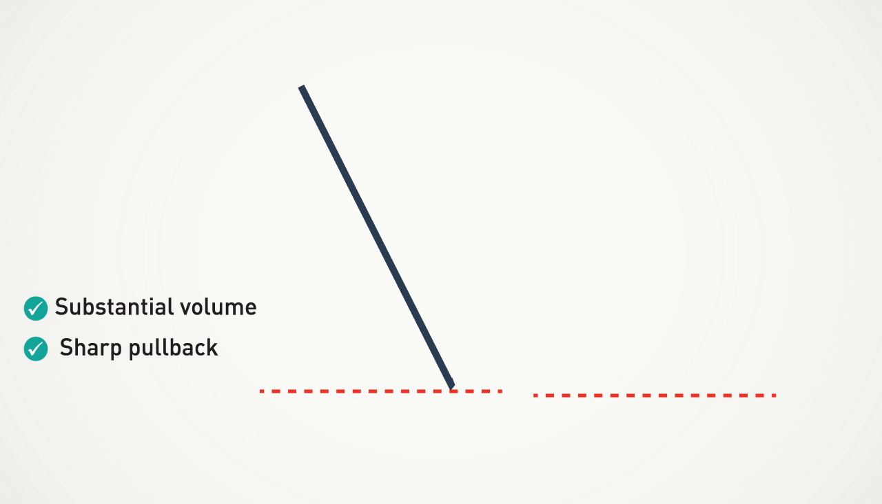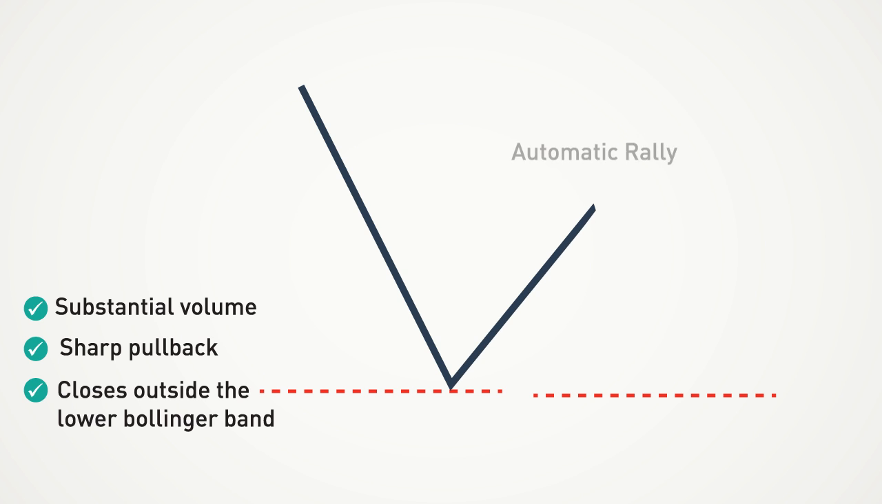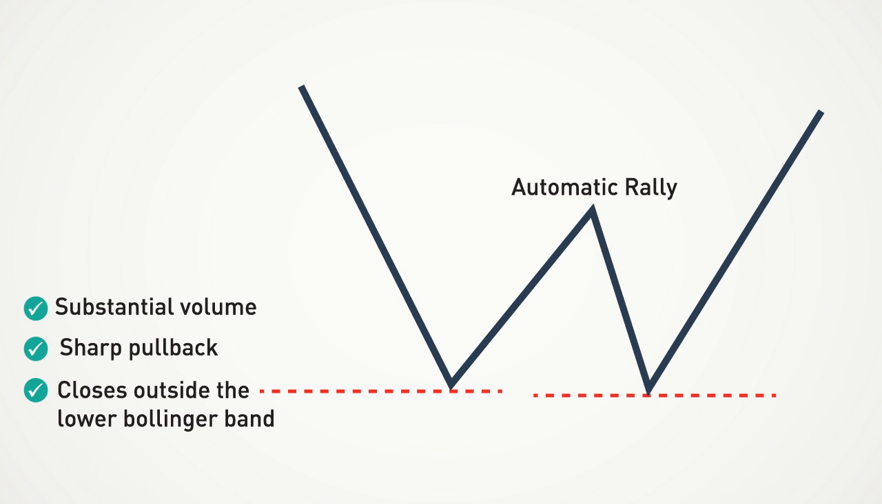The first bottom of this formation tends to have substantial volume and a sharp price pullback that closes outside of the lower Bollinger Band. These types of moves typically lead to what is called an automatic rally. The high of the automatic rally tends to serve as the first level of resistance in the base building process that occurs before the stock moves higher. After the rally commences, the price attempts to retest the most recent lows that have been set to test the vigor of the buying pressure that came in at that bottom.